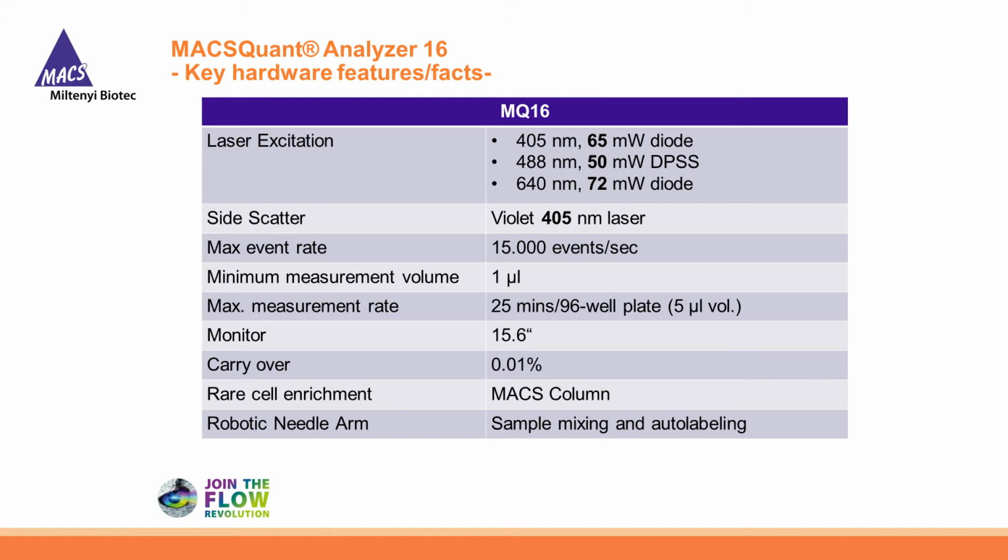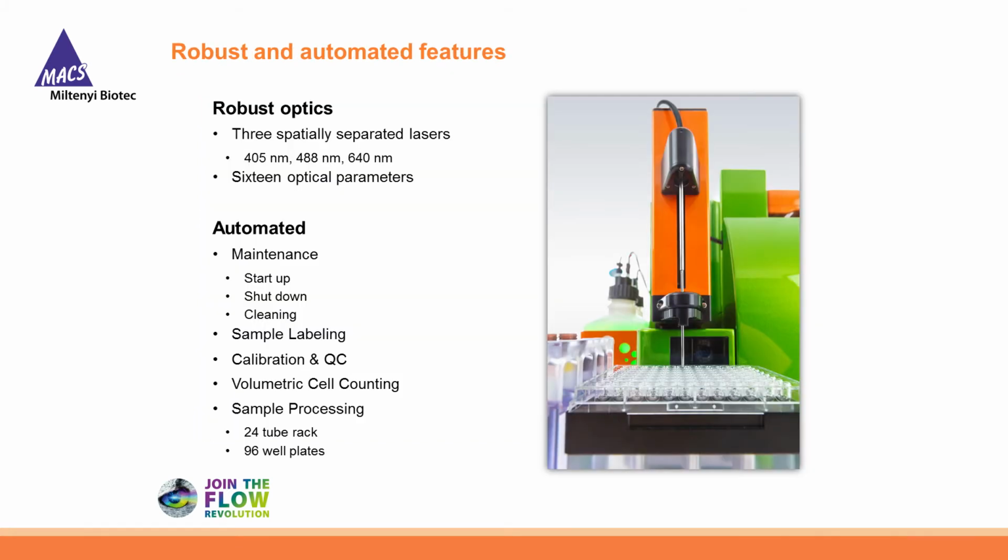This instrument also incorporates the ability to do rare cell or rare event enrichment with the MACS column and MACS microbeads. The robotic needle arm is really the heart of the device, allowing for sample mixing and auto labeling. When you look at the robustness of having 3 spatially separated lasers and 16 optical parameters, robustness was a key thing we wanted to deliver with our fixed optical bench.